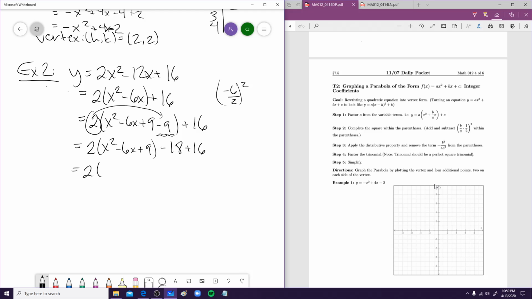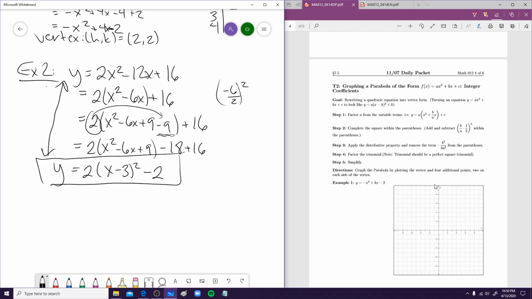This is a perfect time to check if you did completing the square correctly, because you should be left with a perfect square trinomial. And we are, because I can do x minus 3 quantity squared. Right? And then negative 18 plus 16, that is minus 2. Okay, so these are the exact same, but this one's in vertex form.